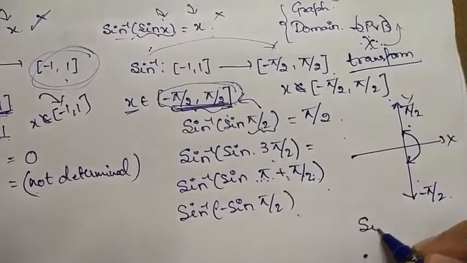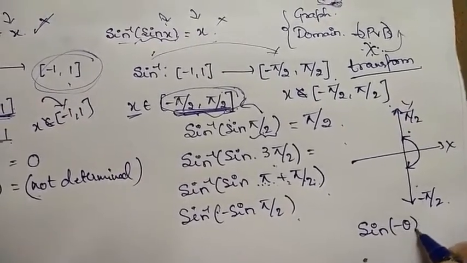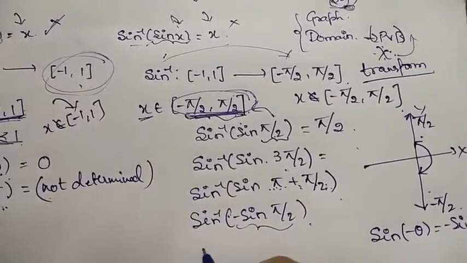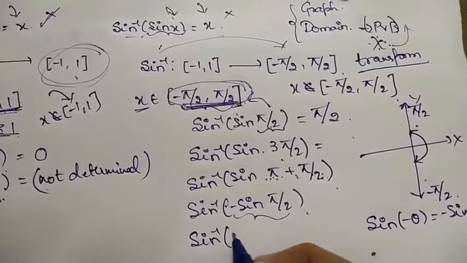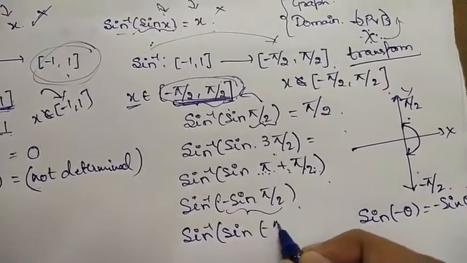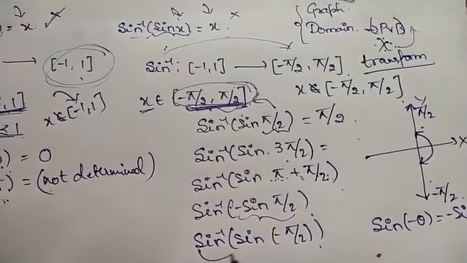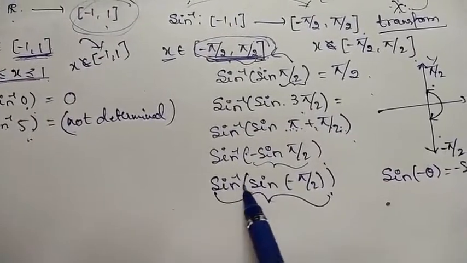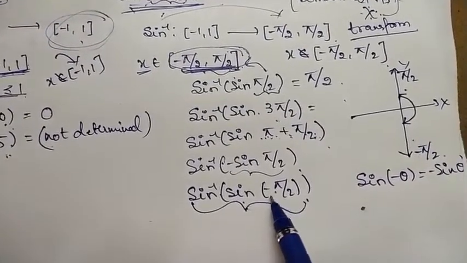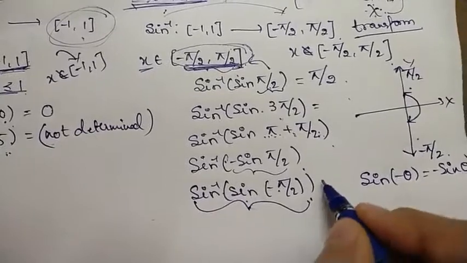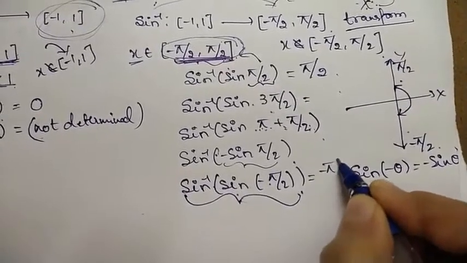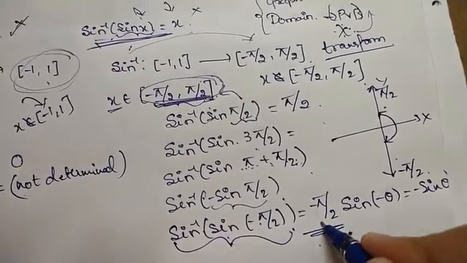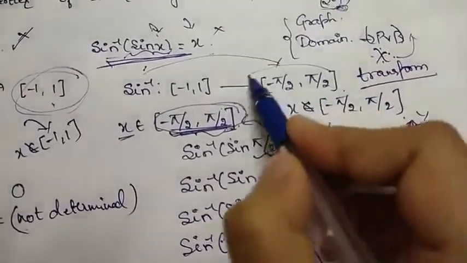And we know that sine of minus theta is equal to minus sine theta. So I can write minus sine pi by 2 as sine of minus pi by 2. Now it is in the form sine inverse of sine x, where in place of x we have minus pi by 2. So sine inverse of sine x is x, and we got the answer minus pi by 2. Clearly, minus pi by 2 belongs to this interval.